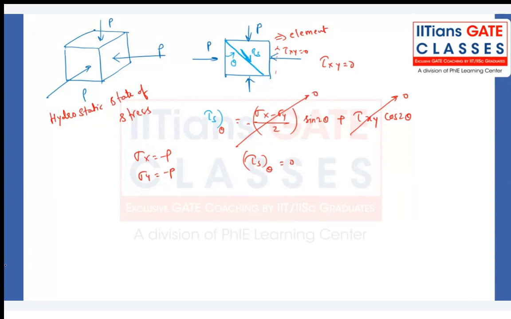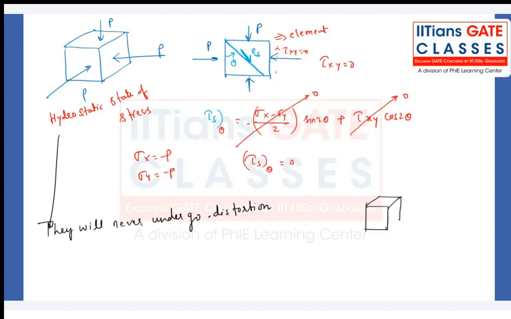So that's the reason you will observe that there will not be any shear deformations whenever the fluid is subjected to hydrostatic state of stress conditions. Whenever the fluid element is subjected to hydrostatic state of stress conditions, they will never undergo distortion. What is the meaning of distortion? See, I'm talking about the fluid element. Yes, they can increase or decrease. As the pressure is acting, definitely the total volume will decrease.